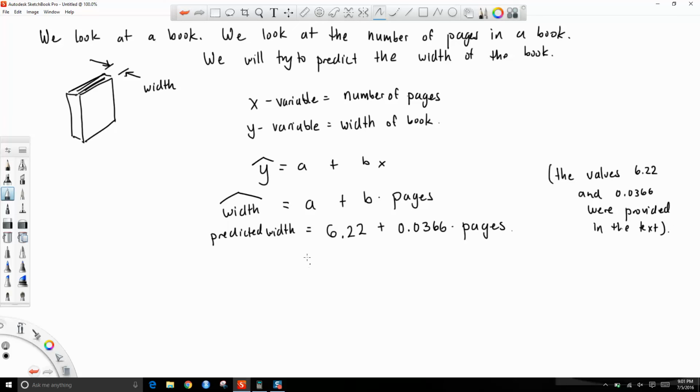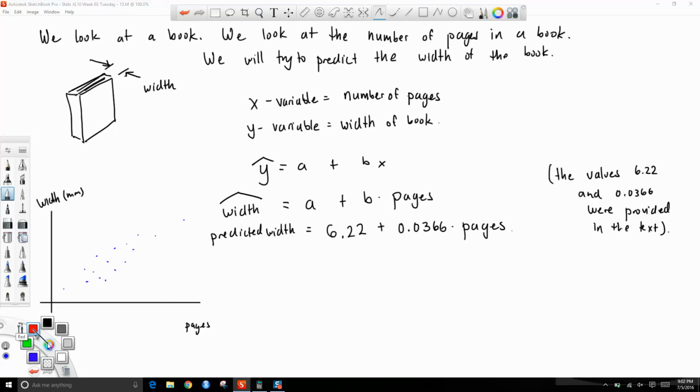Okay, so we can also write it this way and just say the predicted width is equal to 6.22 plus 0.0366 times pages. And this would be a linear regression equation. Let me create a sketch. We've got pages here, and we've got width. Width is measured in millimeters, and we just have some kind of trend line here. And that's what we have.